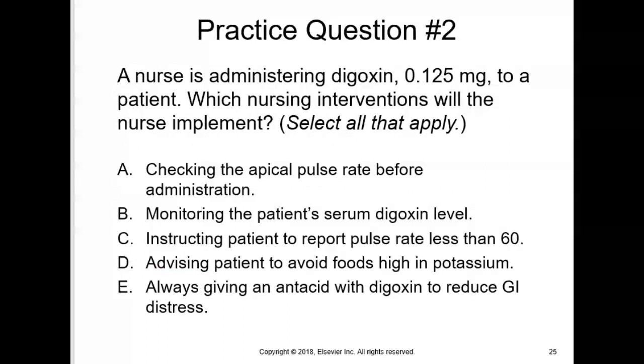Question 2. The correct answers are A, B as in boy, and C. The apical pulse should be taken before digoxin administration and the drug withheld if the heart rate is less than 60. The patient's serum digoxin level should be monitored and the drug withheld if in toxic range. Therapeutic level is 0.8 to 2. Patients should be advised to eat foods high in potassium. Patients should be advised to avoid taking antacids with digoxin because they decrease absorption.